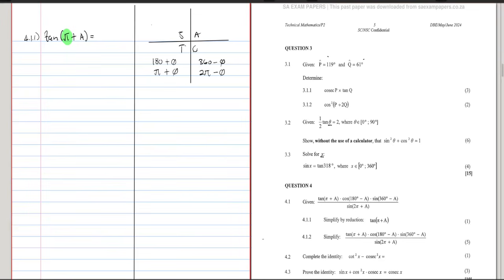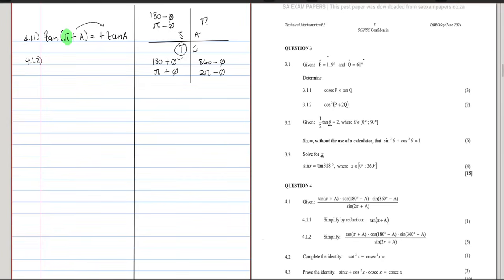Then in the second quad we have 180 minus theta, which in radians is pi minus theta. And in the first quadrant we don't have any reductions available. So tan(pi plus a) is in the third quadrant, and in the third quadrant tan is positive, so solving this by reduction, it's going to be plus tan a.